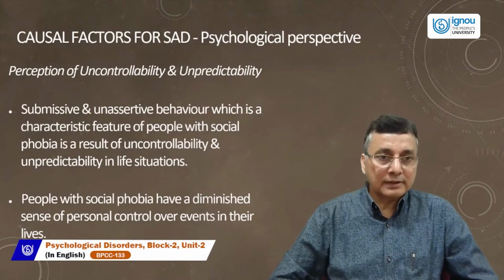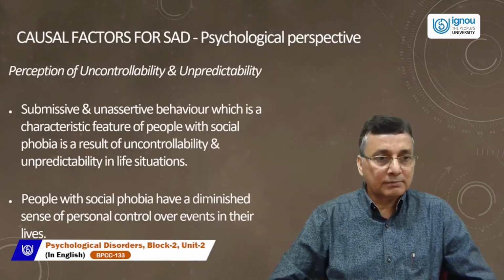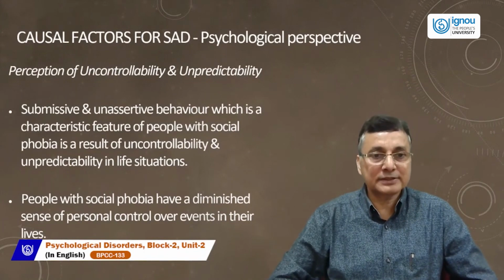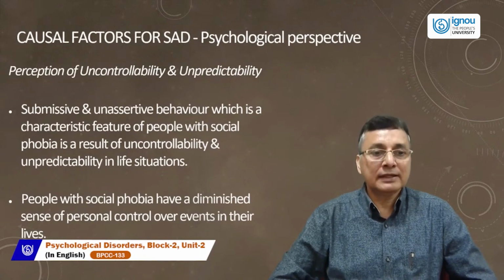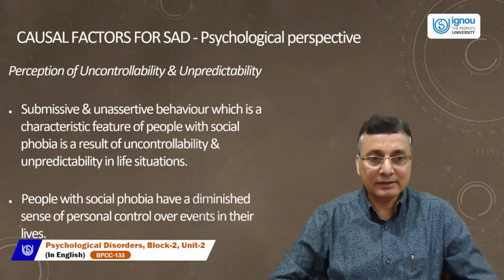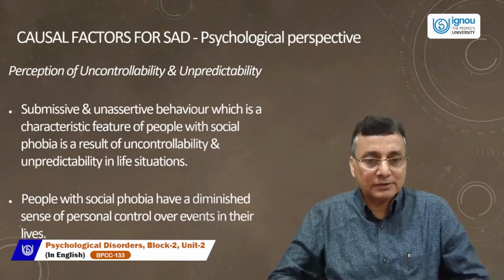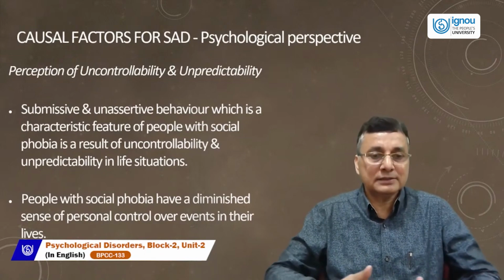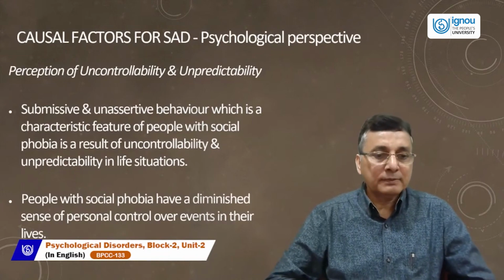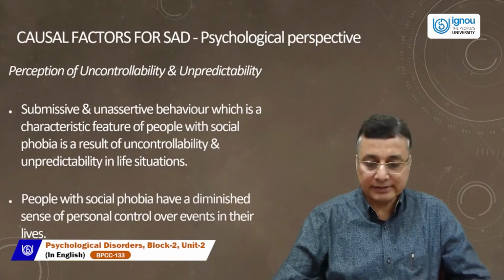Perception of uncontrollability and unpredictability. Submissive and unassertive behavior, which is a characteristic feature of people with social phobia, is a result of uncontrollability and unpredictability in life situations. So, the person may always have the idea that he cannot control or manage the situation, so the person becomes anxious. People with social phobia have a diminished sense of personal control over events in their lives.